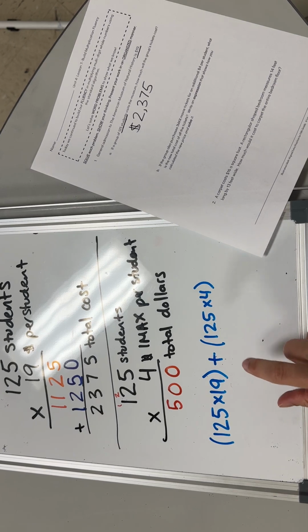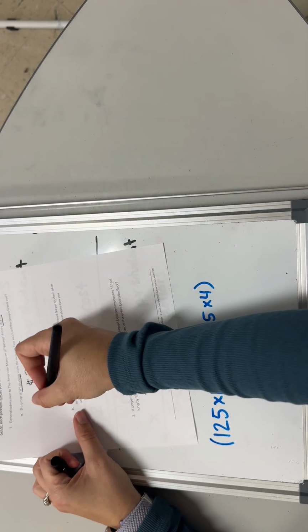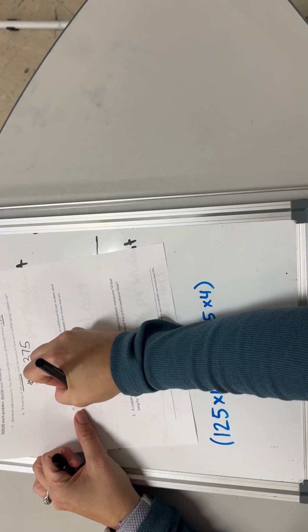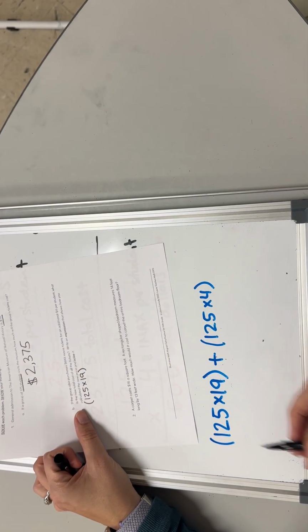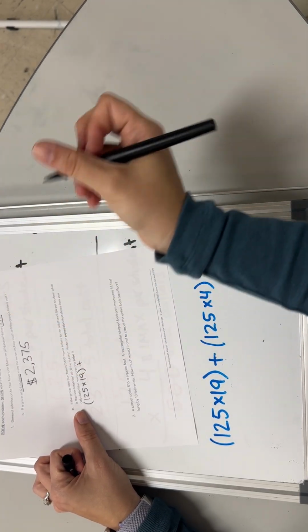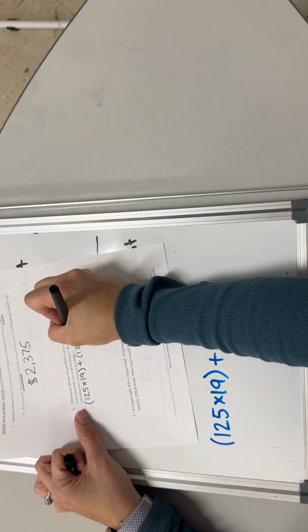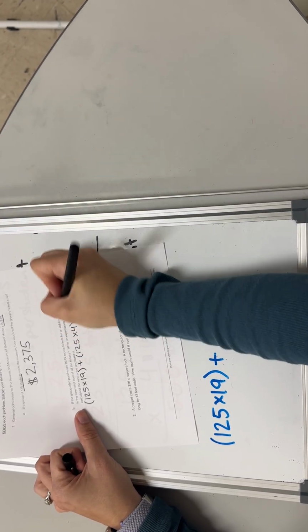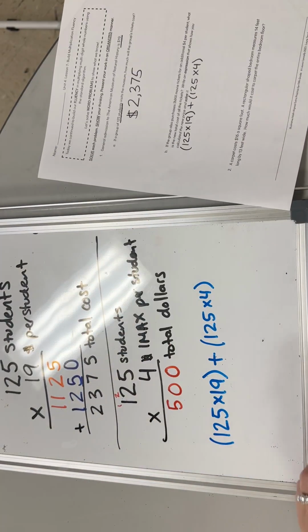This is the equation that you need to write on your paper. 125 times 19, inside of a parenthesis, it's very important that that's there, plus the 125 times 4. That will give us the total cost. So let me go ahead and add those together.